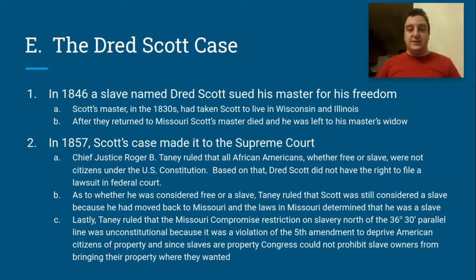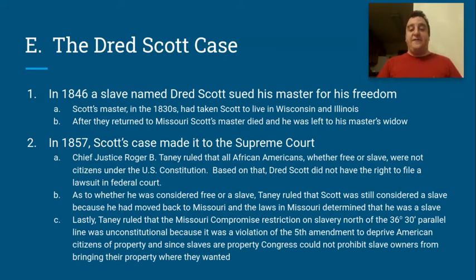So in 1846, Dred Scott argues that because his former master had taken him to Wisconsin and Illinois, that meant he was free. That meant that he could not be held in slavery anymore, according to his view and his argument of the law. Well, eventually, it makes its way all the way to the Supreme Court in 1857, and the Chief Justice, Roger B. Taney, really tries to make a new law and make the Fugitive Slave Law stronger and settle the disagreement over slavery between the North and the South. And he does that in a couple ways.